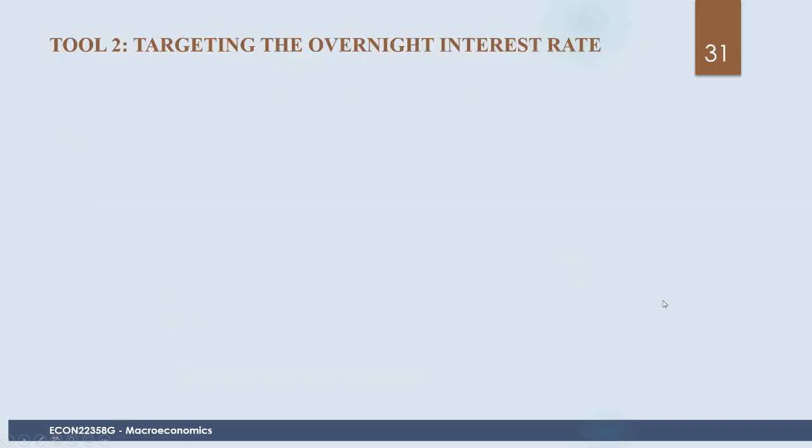Okay, so now the second tool is called targeting the overnight interest rate. And the tool we just learned of, open market operations, is used for this tool as well. So these two tools aren't completely separate.